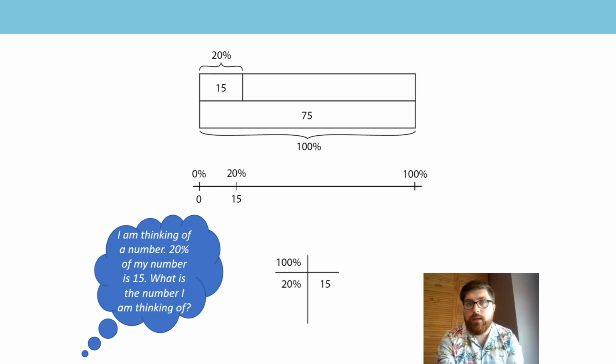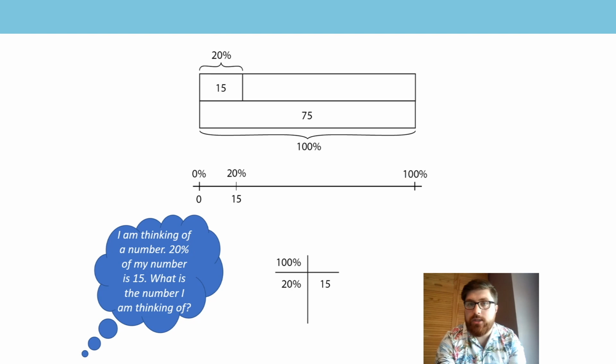Now, can you see what happens when the value of our part remains the same? So our part is 15, but the size of the part changes in relation to the whole. On the last slide, 15 was 10% of the whole, and this time 15 is 20% of the whole, and our whole is smaller, isn't it? Because the same amount forms a greater percentage of the whole, the whole is smaller than in the previous example.